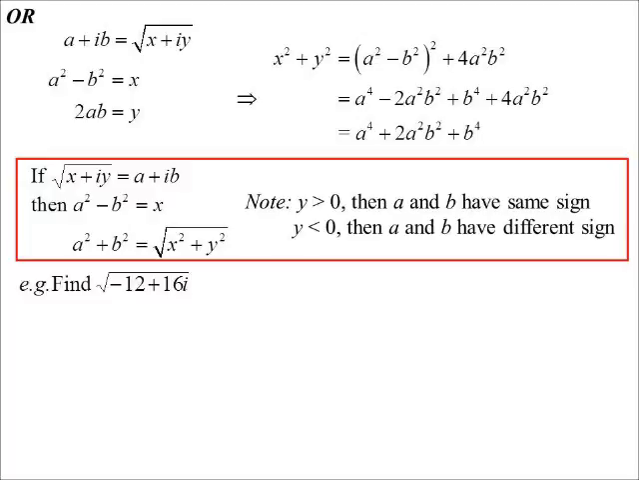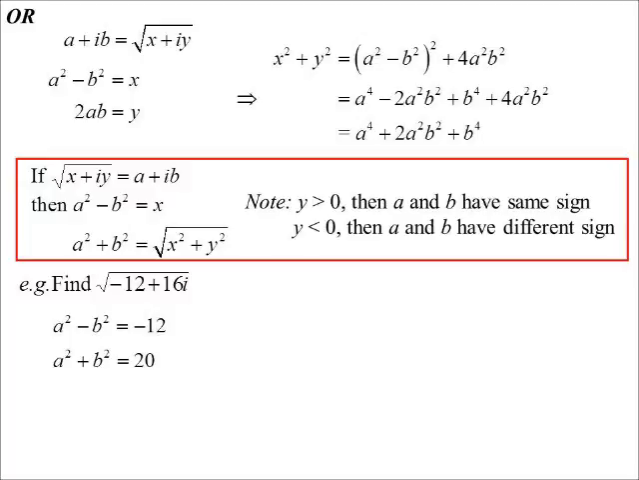So, all right, same question. Minus 12 plus 16i, but look how much quicker this is. a squared minus b squared will be the real part, minus 12. a squared plus b squared will be the square root of the sum of 2 squares. Okay, 12 squared, 144. 16 squared, 256. Add them together, you get 400. Square root of 400 is 20.